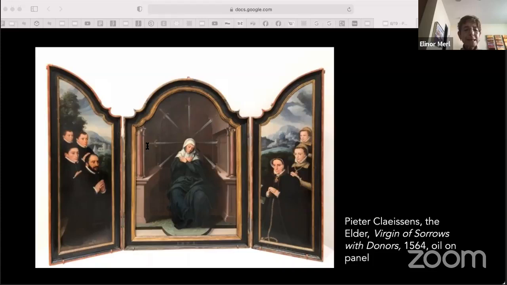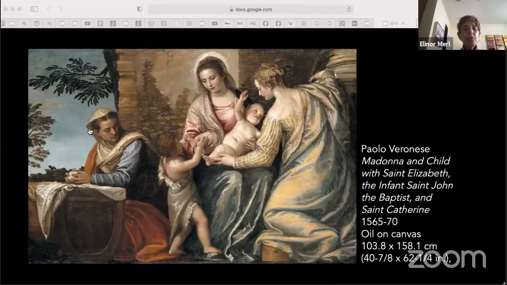We'll now go back to Italy with a work by Paolo Veronese, Madonna and Child with Saint Elizabeth, the infant Saint John the Baptist, and Saint Catherine, dating from 1565 to 1570. Paolo Veronese was known as the great decorator of the Venetian Renaissance. He painted arguably larger, more complex and colorful compositions than any other master of his day.